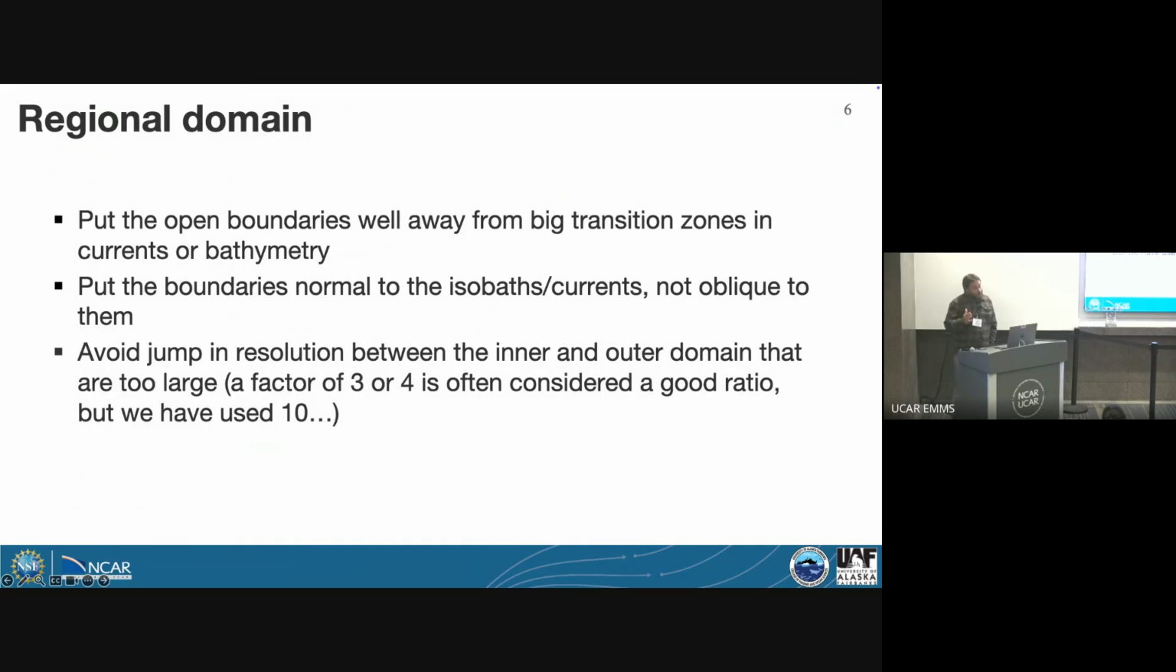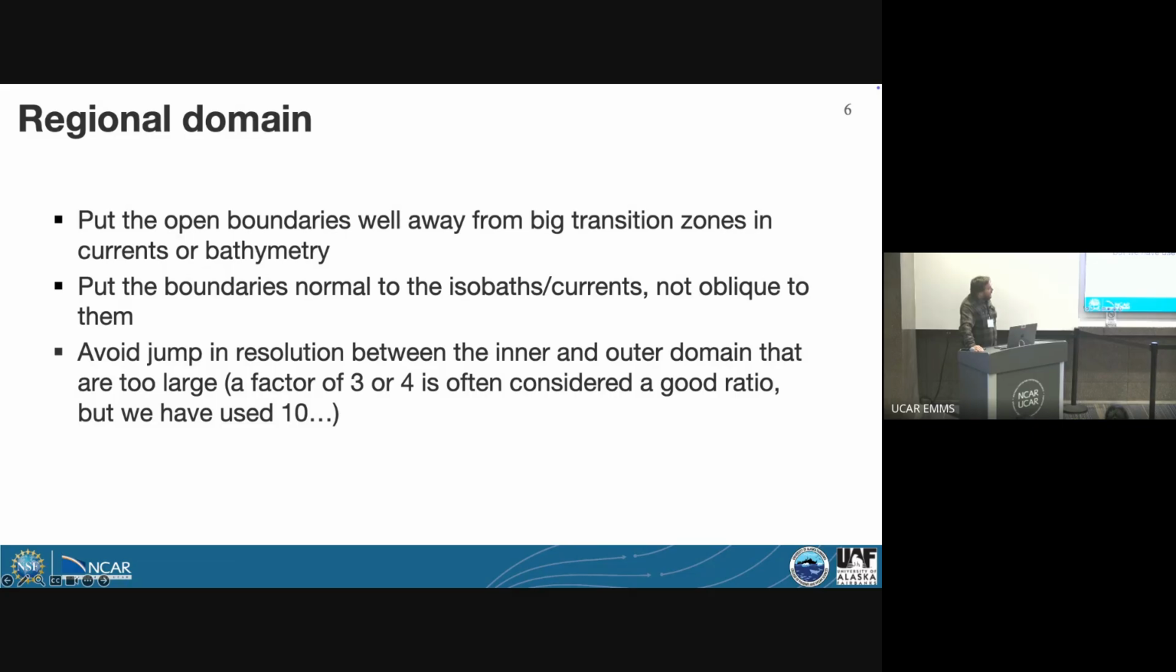Another rule is that we usually want to have the boundary normal to the main current. This is because, as I said, the open boundary is something we can consider as not really working well. So having the boundary normal will really help with having less reflection inside the domain and a cleaner boundary condition.